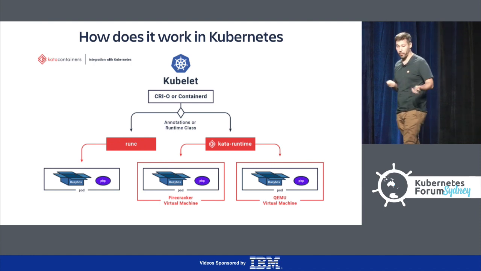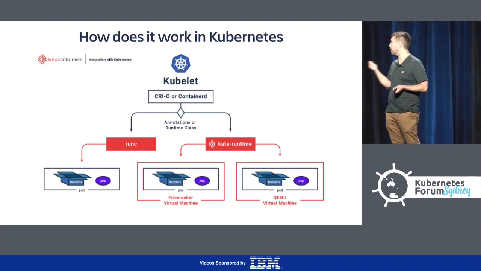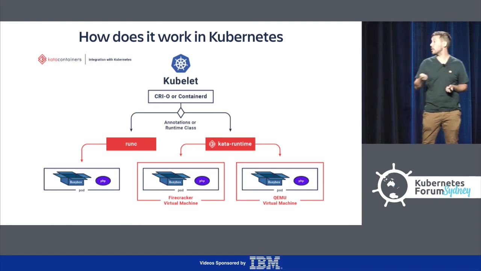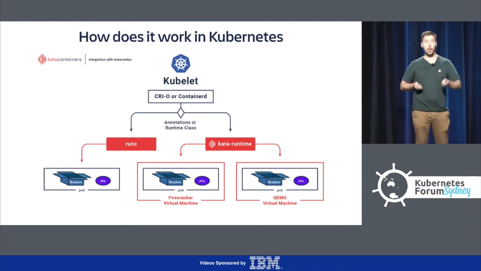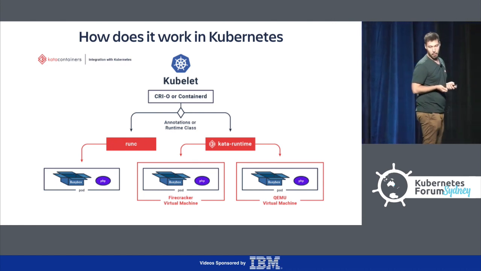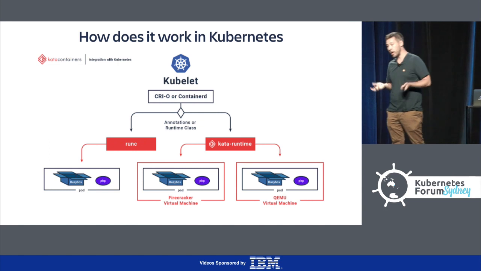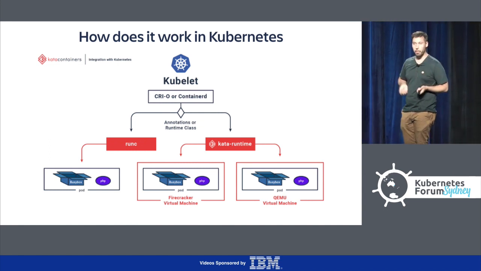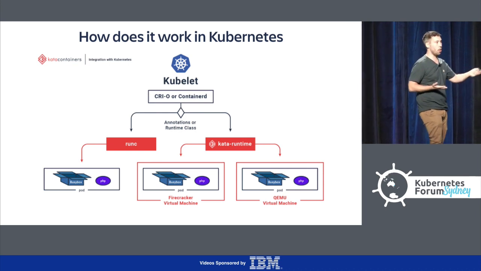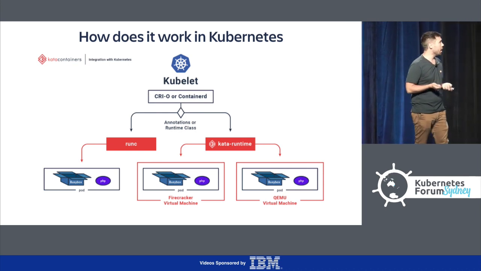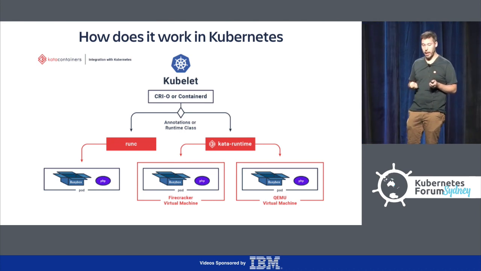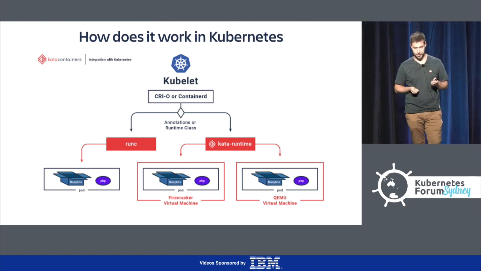Kata Containers support different hypervisors, so there's a big buzz about Firecracker, which was released recently by AWS, but we run the normal QEMU-managed KVM-based virtual machine. So really, all you need to do is drop in the packages for Kata Containers and annotate or use a runtime class for your pod, and then automatically the kubelet will just start your containers in that micro virtual machine.